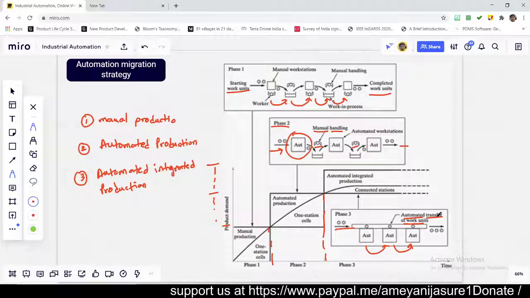So as the name suggests, this is the basic principle of automation migration strategy, migrating from manual operation or manual production to the automatic production. So this is what I want to discuss in this video. I hope this is clear with the automation migration strategy.